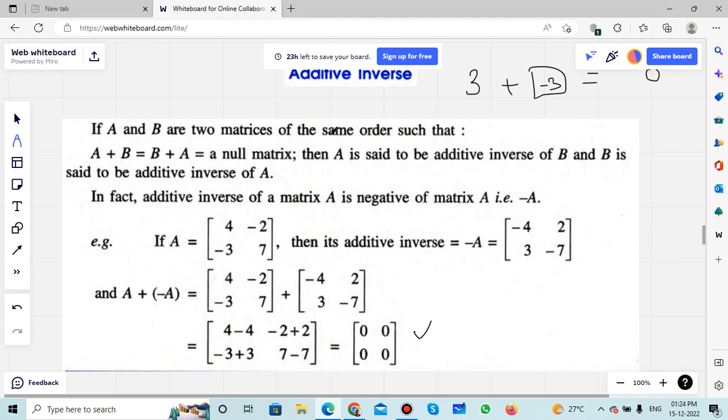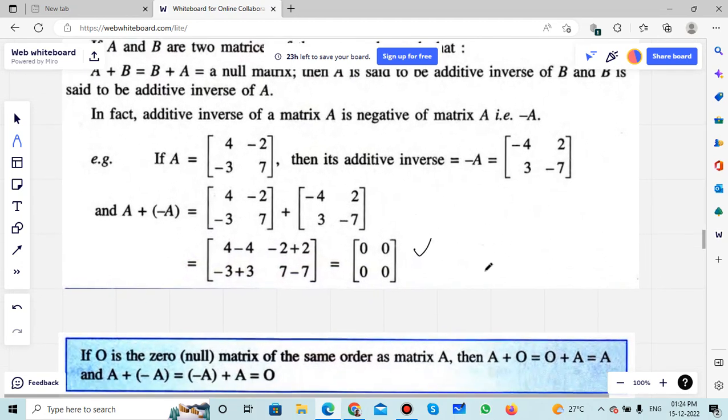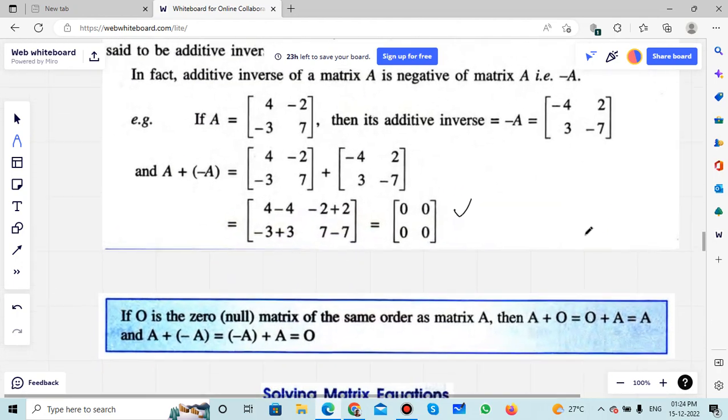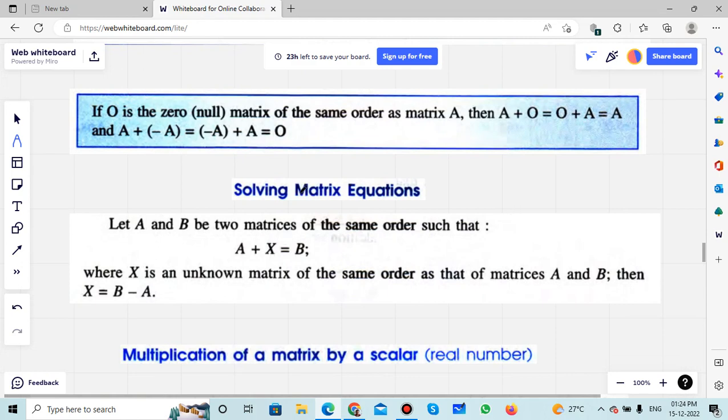If A and B are two matrices of the same order, such that A plus B is equal to B plus A is equal to the null matrix, then B is said to be the additive inverse of A. So we get the inverse of that. What should be added to it so that we get 0? That is the logic we have to use. Next, if O is the zero or null matrix of the same order as the matrix A, then A plus O is equal to O plus A is equal to A. And A plus minus A is equal to minus A plus A is equal to 0.